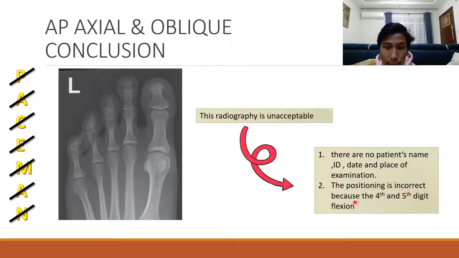The positioning is incorrect because the fourth and the fifth digits are flexed.